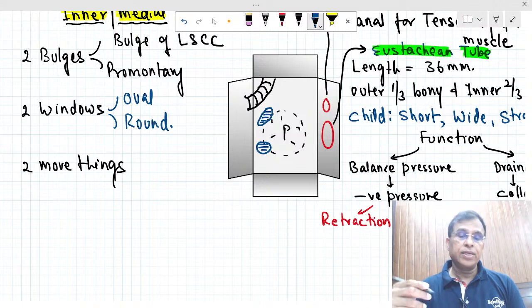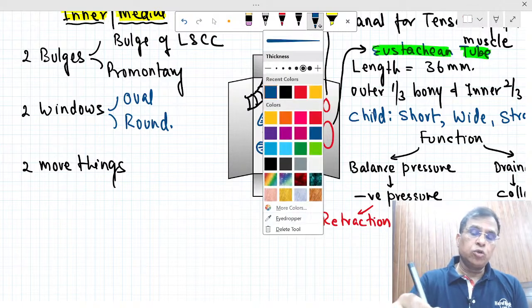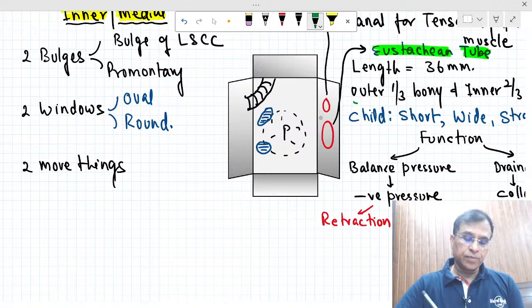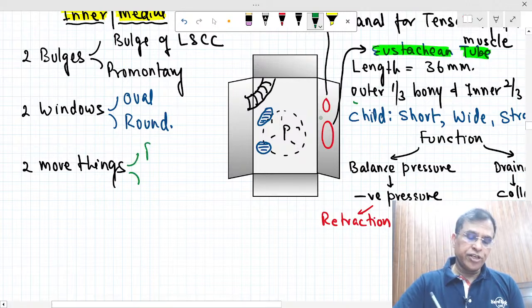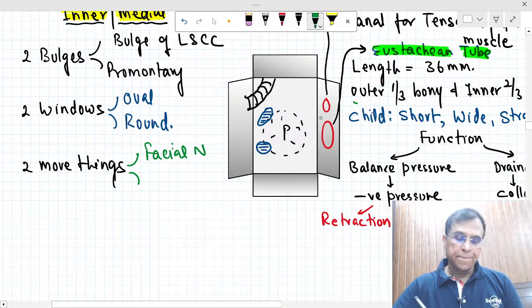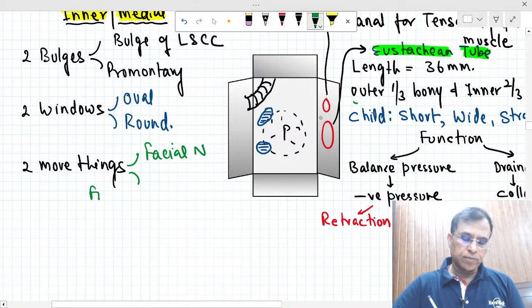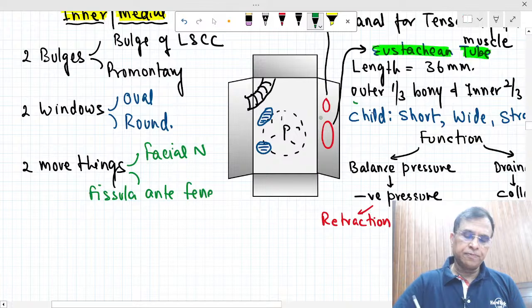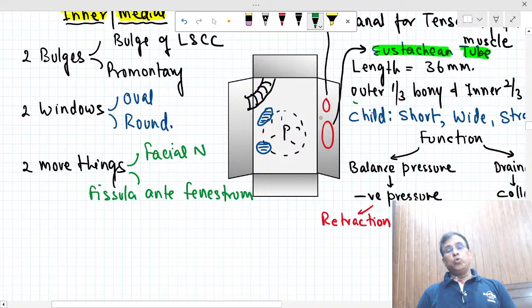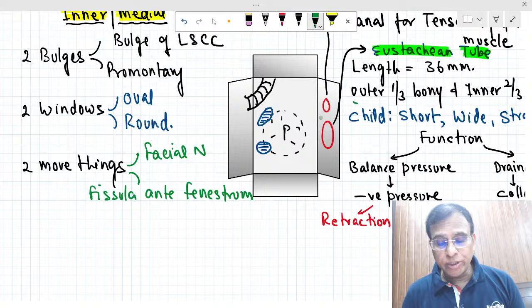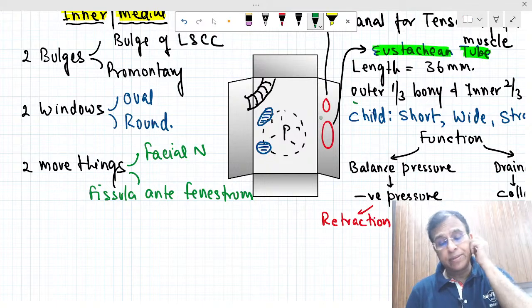Like I've drawn. And finally, what are the two more things on the inner wall? One is the facial nerve, seventh cranial nerve, facial nerve, and the second thing is called fistula antefenestrum. So these are two in the medial wall of the middle ear: two bulges, two windows, two more things. Very easy to remember.